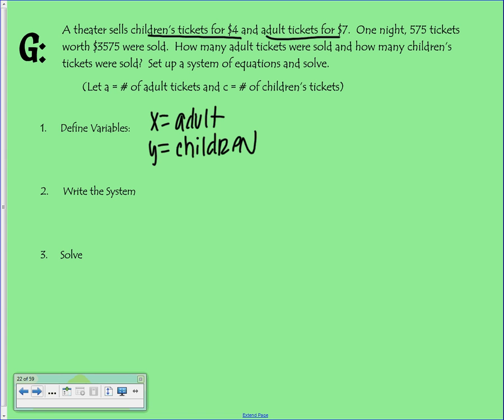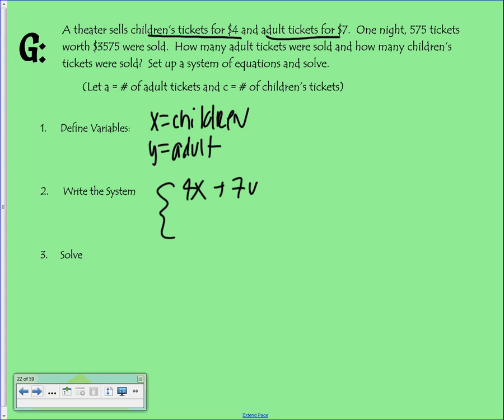Oh, maybe I should do that the other way. Let's make x our children, because they listed that first. That'll just keep things a little bit straight. And then y is our adult. So my system would be $4 for the children's ticket plus $7 for my adult ticket is $3,575. So that equation, I'm just going to write a little note over here, deals with the money.